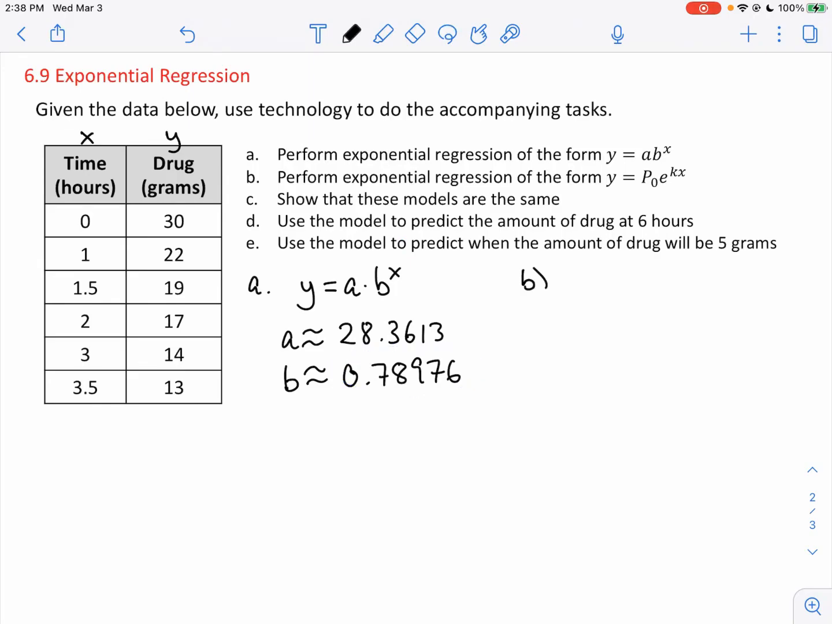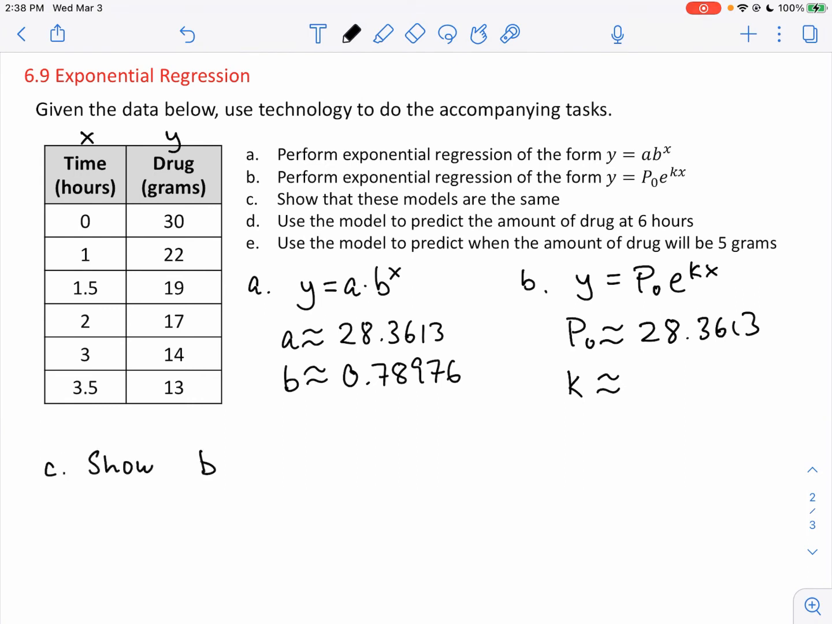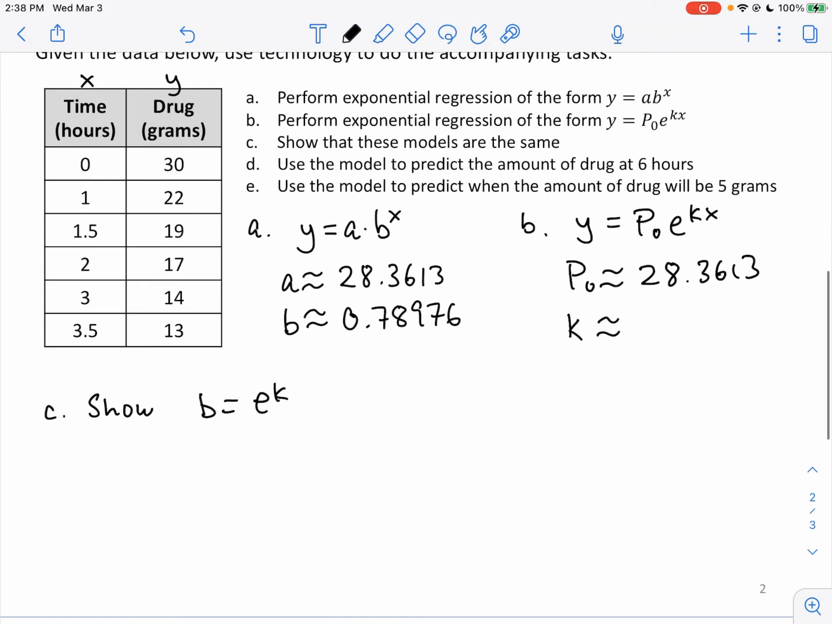Okay, for part B, we're going to do a model of the form P naught e to the k x, where P naught is equal to, now you can predict what P naught's going to be. We expect P naught to be the same as A, so I expect it to be 28.3613 again. And, sorry, that shouldn't be a B, that should be a K. And knowing that the relationship, we know that when I do part C I'll have to show that B is the same thing as e to the k. So if I already know B, then I should be able to predict what k is. Right?